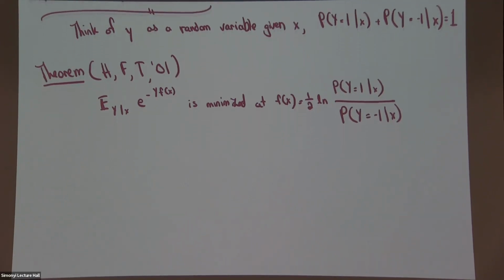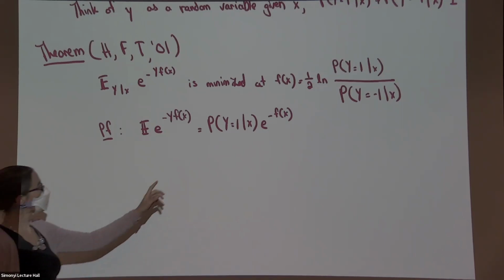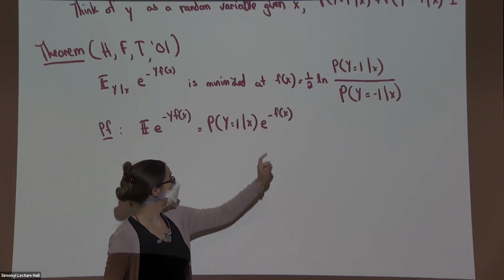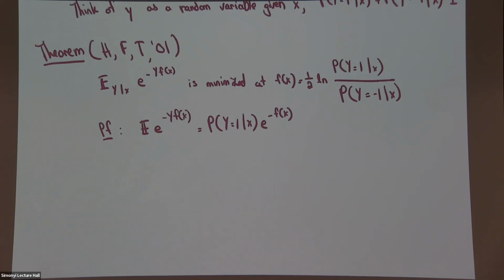Okay. So the proof here goes like this. We take the expectation of e to the negative y times f. I'm using the definition of expectation here. The reason I'm writing e to the negative f there is because y equals 1. This is supposed to be e to the negative y times f, but y is 1, and so I've just not written it there.